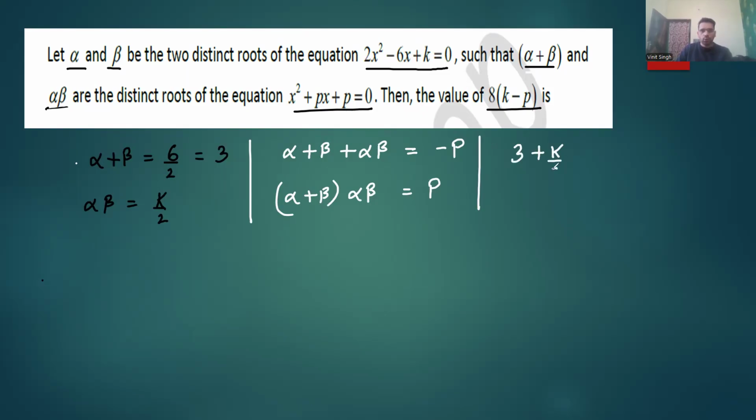Means alpha plus beta is 3, plus k by 2 is equal to minus p. And here alpha plus beta is 3 and alpha beta is k by 2, so 3 into k by 2 is equal to p. Now these two equations are there and two variables are there and we have to find the value of p and k. Now here we will find p is equal to this one. So now this value of p is equal to 3 by 2 k in the above equation. So 3 plus k by 2 is equal to minus 3 by 2 k.